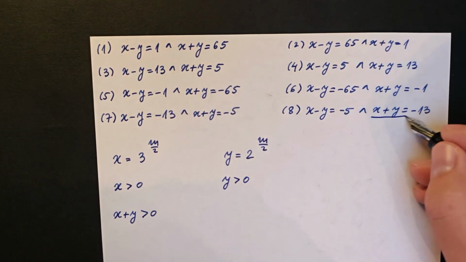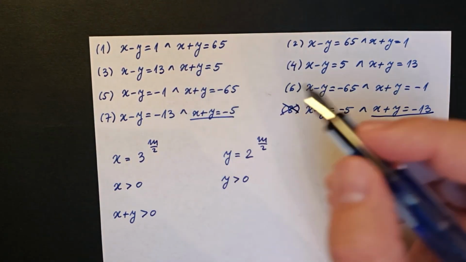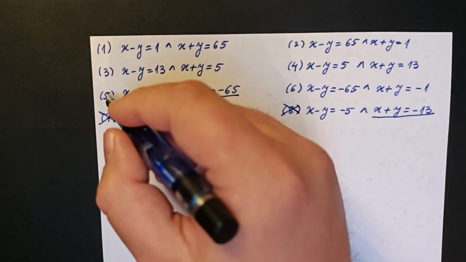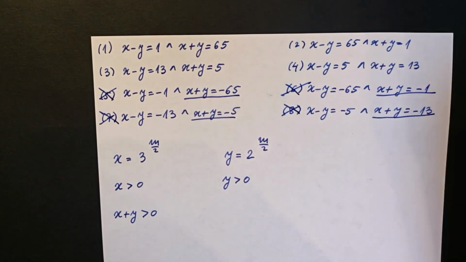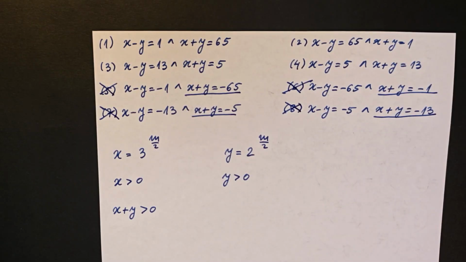These cases are the ones that we are going to throw away immediately. So x plus y is negative 13. This case gets thrown out. X plus y is negative 5. This one. Here we have again x plus y is negative 1. So these cases are not going to provide us with any solutions.